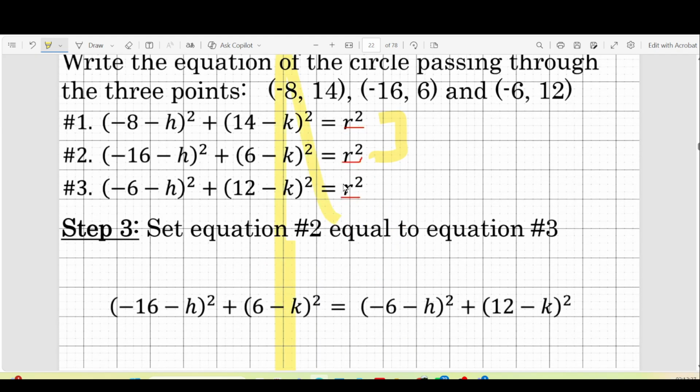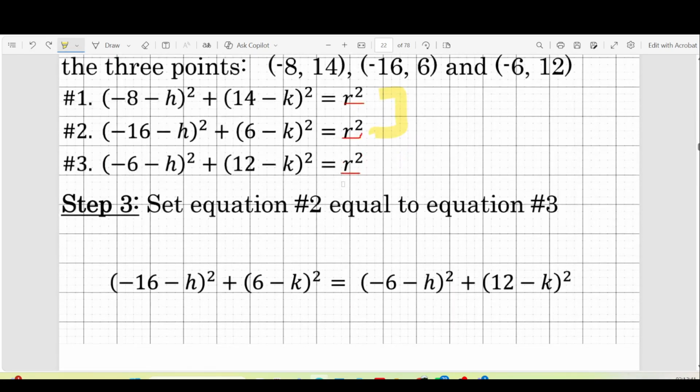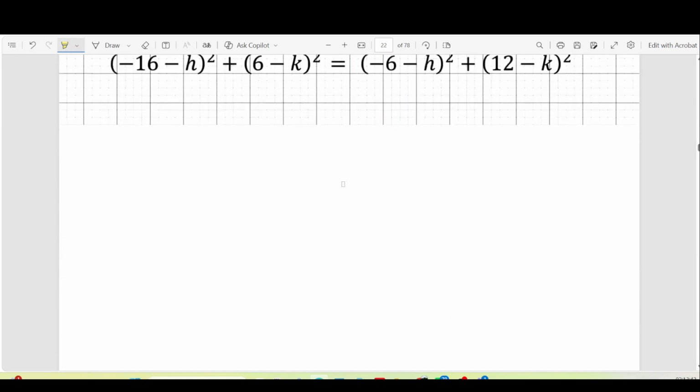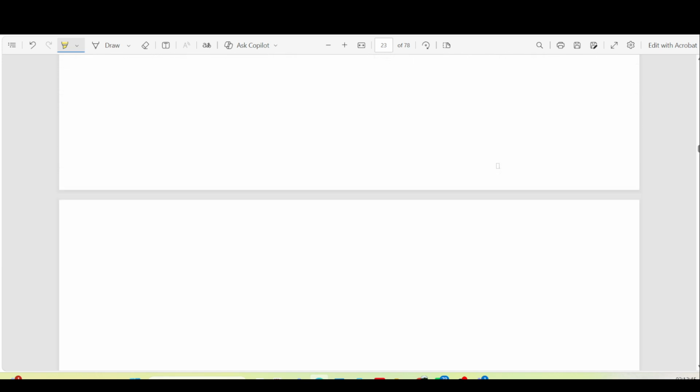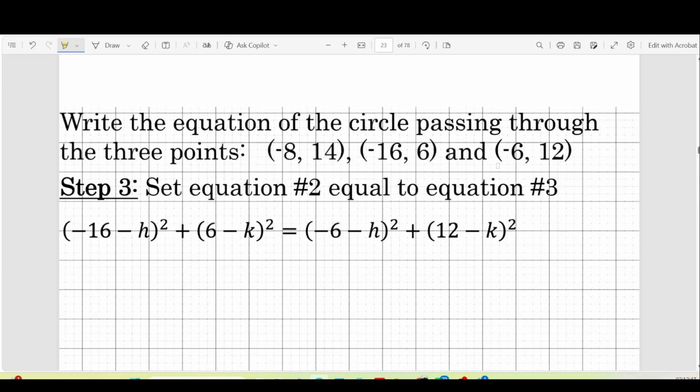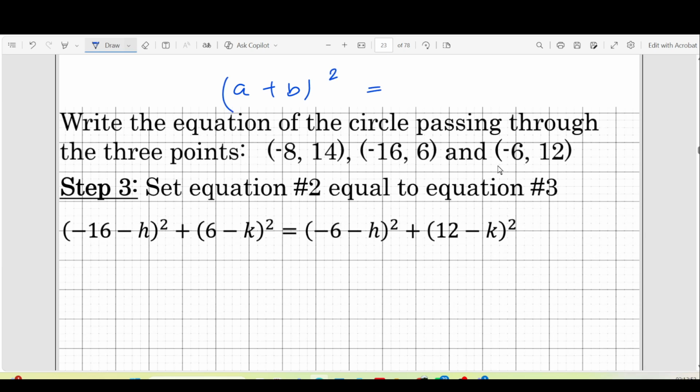Now we will set equation 2 equal to 3. If we set 2 and 3 equal, this is what we have. Again we will use this formula a plus b whole square. Let me write here a plus b whole square, which is a square plus 2ab plus b square.